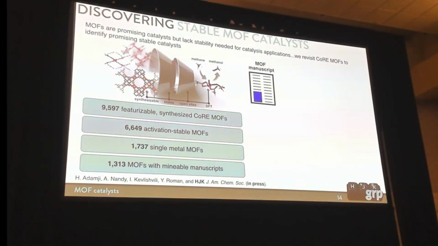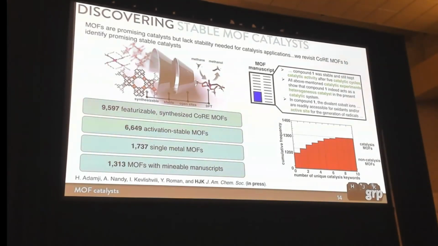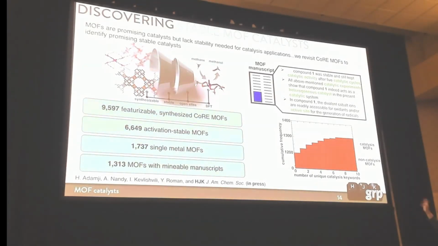Plenty of people have studied one-off catalysts, but we wanted to find the ones that had not been. So what we did was look for keywords associated with catalysis in the MOF manuscripts, and we picked out the ones that lacked more than two of those keywords. There were definitely some in this data set that had been studied for catalysis, but we threw all those out.